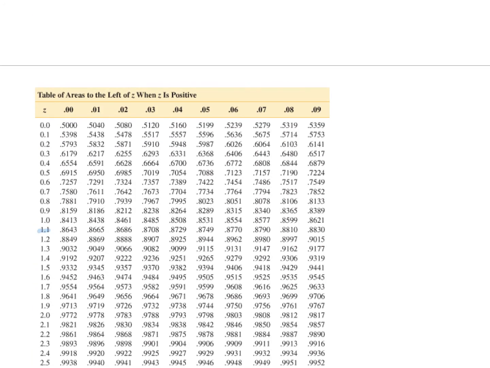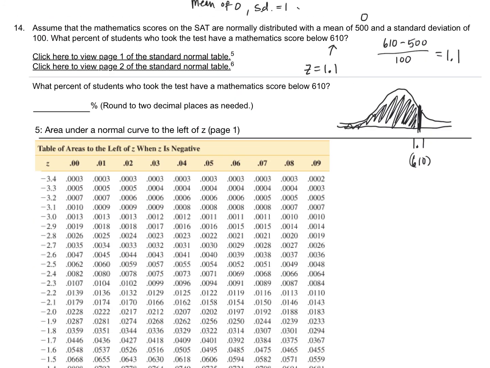So we're looking for 1.1. And since it's exactly 1.1, we're looking for 1.10. So that would be here. So the intersection is here. 0.8643. That's the area under the curve to the left of the standard z-score of 1.1. Put this into percentage form, so move it over to the right twice or multiply by 100. You get 86.43.